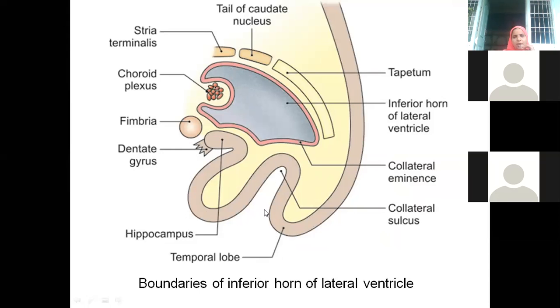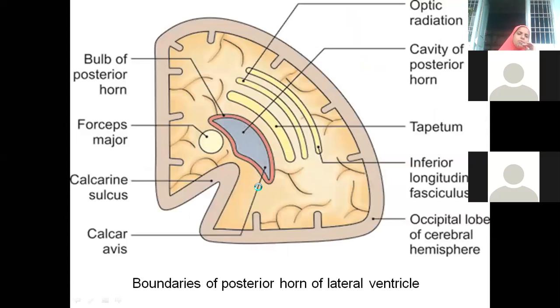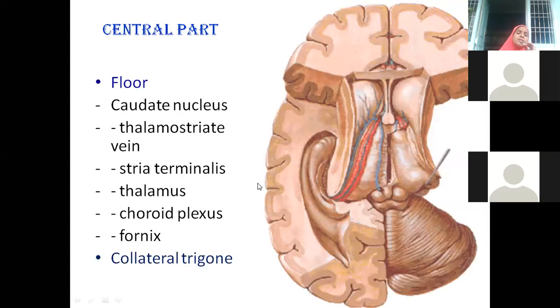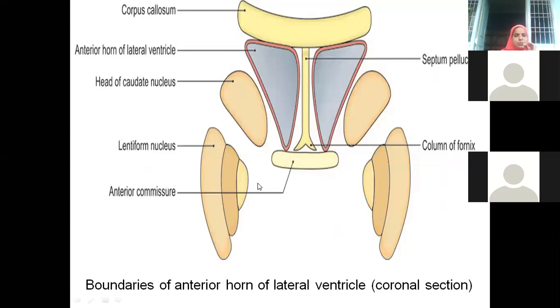Then here we have the collateral sulcus, showing its projection into the inferior horn. You call it the collateral eminence. Then inferiorly we also have hippocampus, dentate gyrus, fimbriae. Medially you are finding choroid plexus. So try to learn these four pictures in order to give the relations of anterior horn, posterior horn.